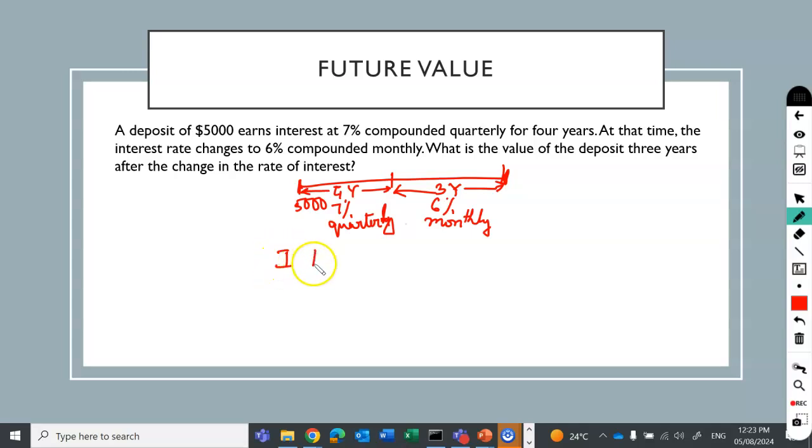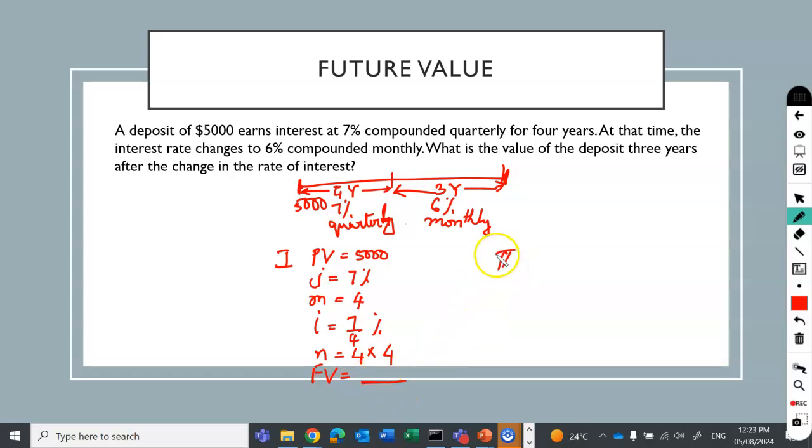In the first stage, your present value will be 5,000 and your J is 7%. Your compounding period is quarterly, which is 4. So I is 7 over 4. N is the number of years times the compounding period. The number of years is 4, times quarterly, which is 4. Right, and you can substitute in the formula of future value to calculate the future value here.